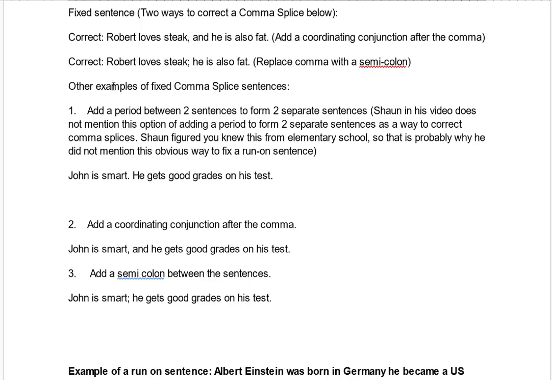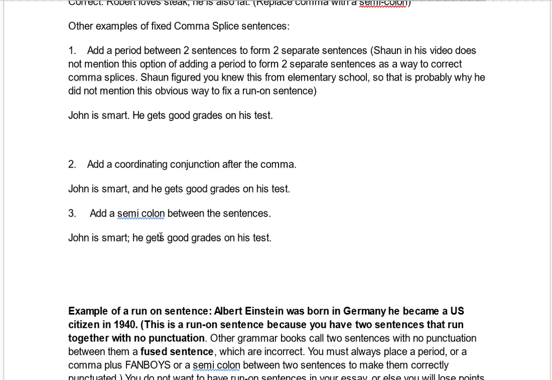This is correct. Robert loves steak; he is also fat. This is also a compound sentence. So we fix the run-on sentence by getting rid of the comma and putting a semicolon there. We replace the comma with a semicolon. Other examples of how to fix comma splice sentences: you can add a period in between two sentences, you can add a comma and a coordinating conjunction, or you can add a semicolon. Okay, so that's how you fix run-on sentences.